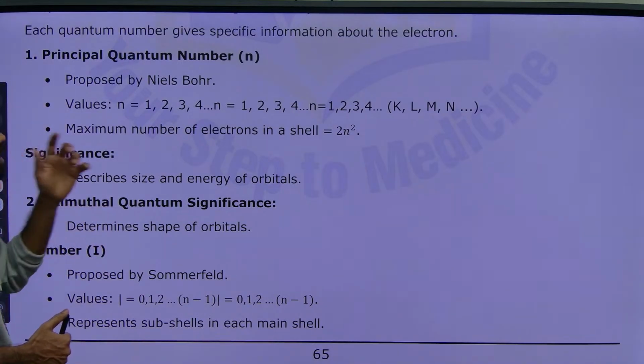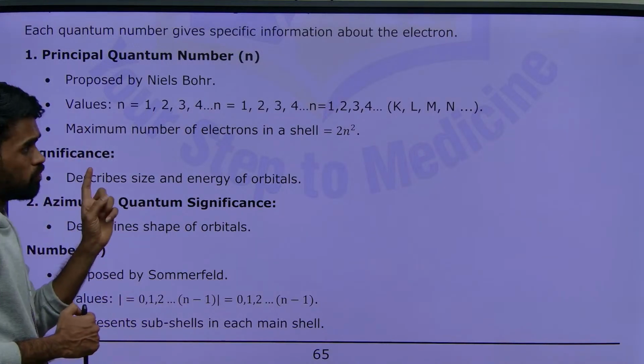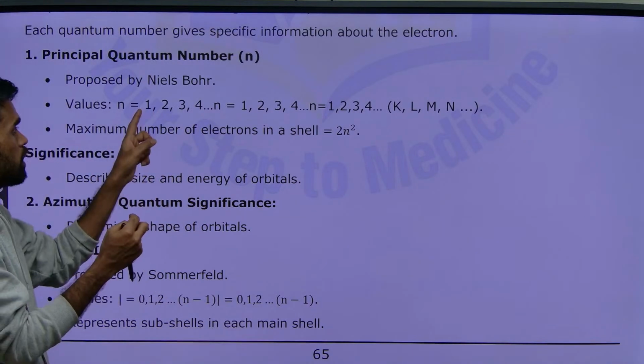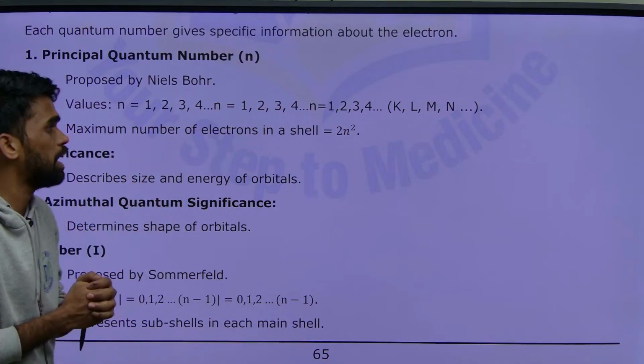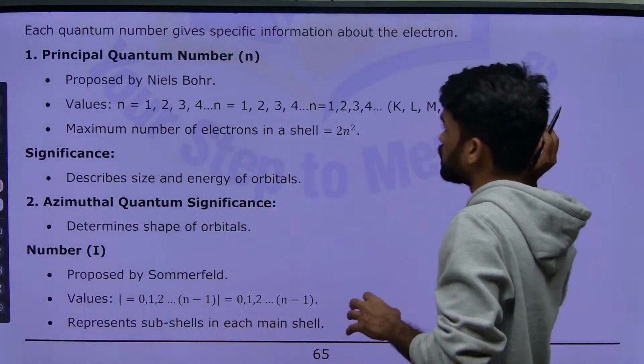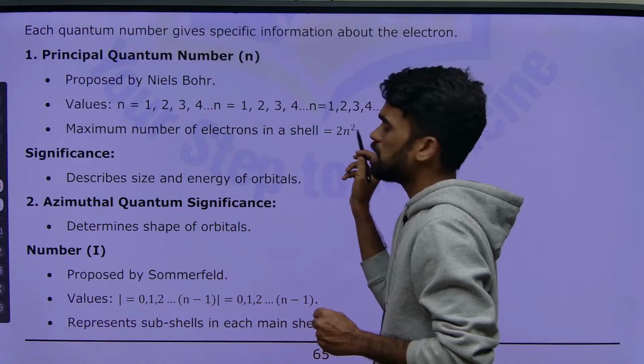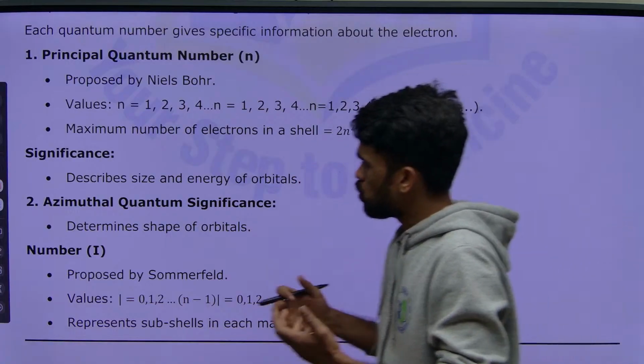This principal quantum number n varies from 1 to n. I mean it goes 1, 2, 3, 4 and so on till n, or we can also represent them with letters K, L, M, N and so on. The maximum number of electrons in a shell is given as 2n square. So what exactly does it mean?